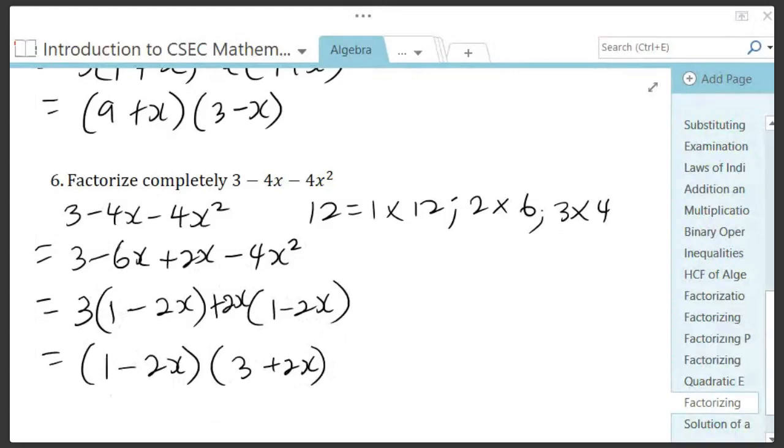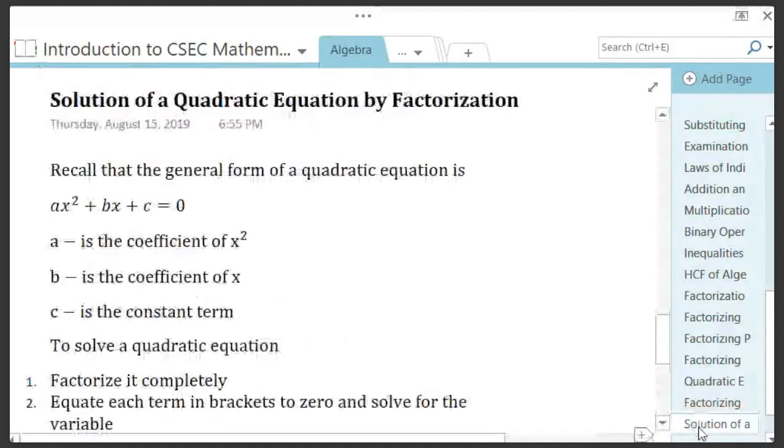Okay, I'm going to move on here now from factorizing the quadratic equations. We would have done 12 questions there. All right, so we look here now at solution of a quadratic equation by factorization. Now, I want you here to recall that the general form of the quadratic equation is ax squared plus bx plus c is equal to 0. A is the coefficient of x squared, b is the coefficient of x, and c is the constant term.